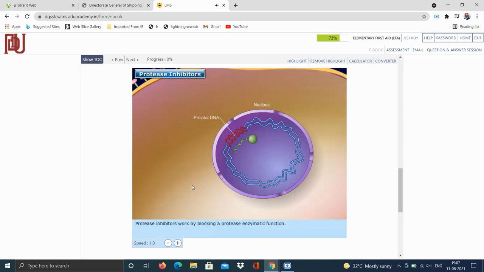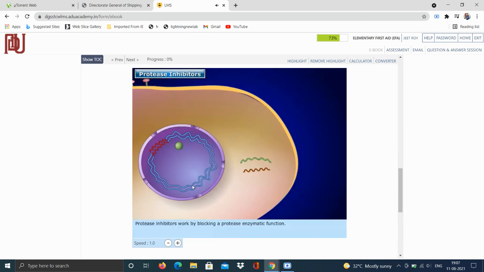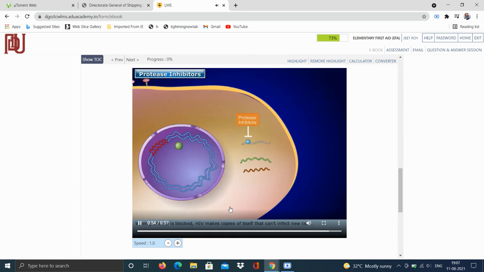Protease inhibitors work by blocking a protease enzymatic function. When protease is blocked, HIV makes copies of itself that can't infect new cells.